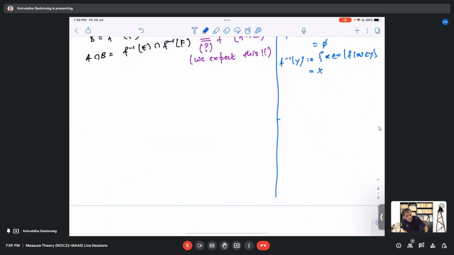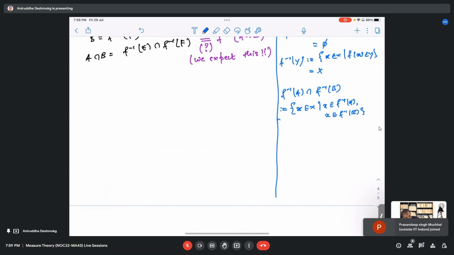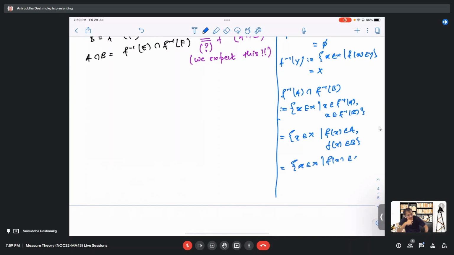Again, we have to write here. Let us look at F inverse E intersection F inverse F. By definition, this is the collection of all those points such that X is in F inverse E and X is in F inverse F. Now let us again use the definition of F inverse E and so on. So this is all those X such that Fx is in E and Fx is in F. Correct? Yes, sir. But this is just all those X such that Fx is in E intersection F. But if Fx is in E intersection F, that means X is in F inverse of E intersection F. So this is true.